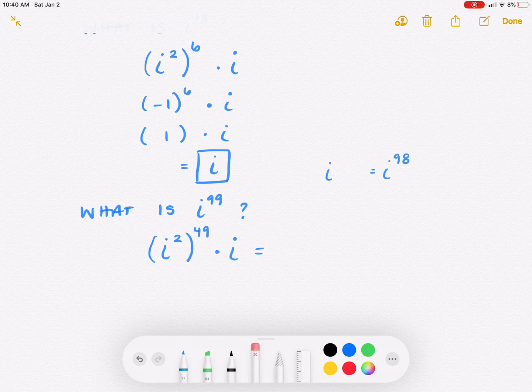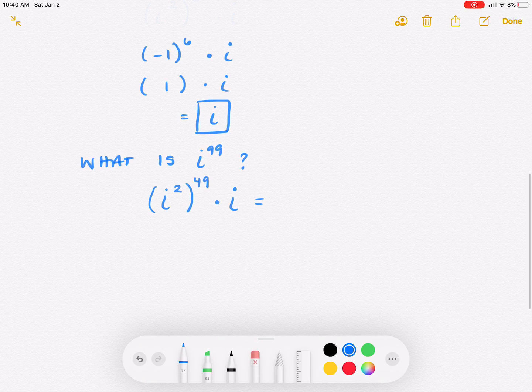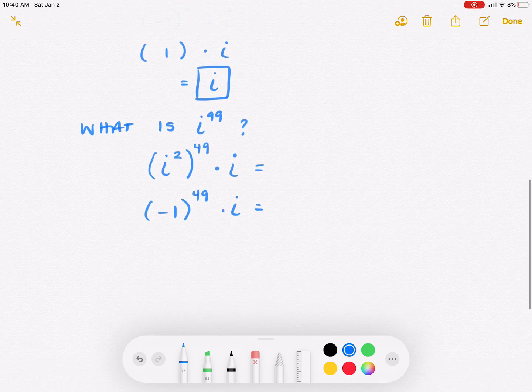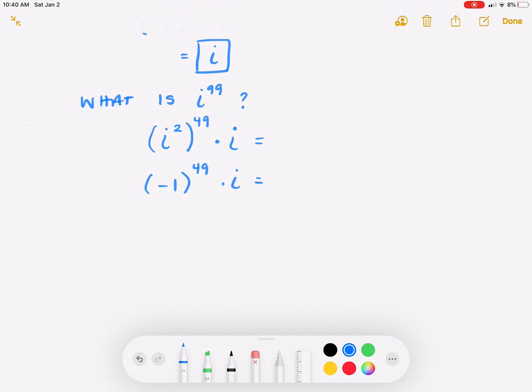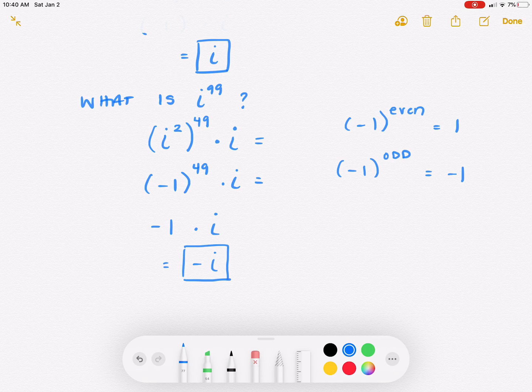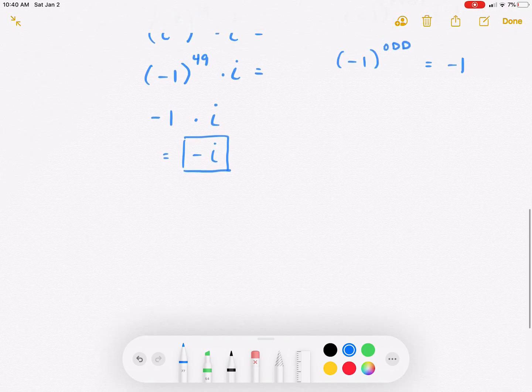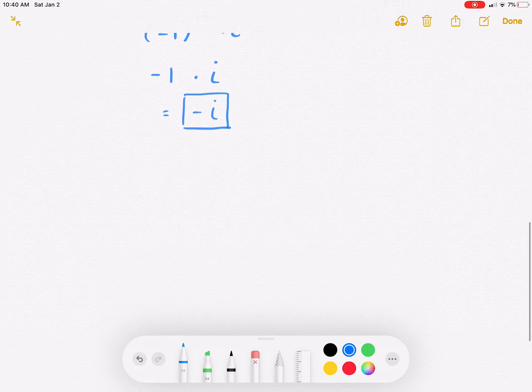So now what we're doing is we're taking i squared, we're taking negative 1 to the 49th power times i. Well, negative 1 to the 49th power is going to make negative 1. Here's a nice little pattern that we're going to use when we do these, okay? When you take negative 1 and you raise it to an even power, you'll always get a positive. But when you take negative 1 and raise it to an odd power, you'll end up with a negative 1. So the result of i to the 99th is negative i. We'll come back to another example of that at the end to make sure that you understand that concept.